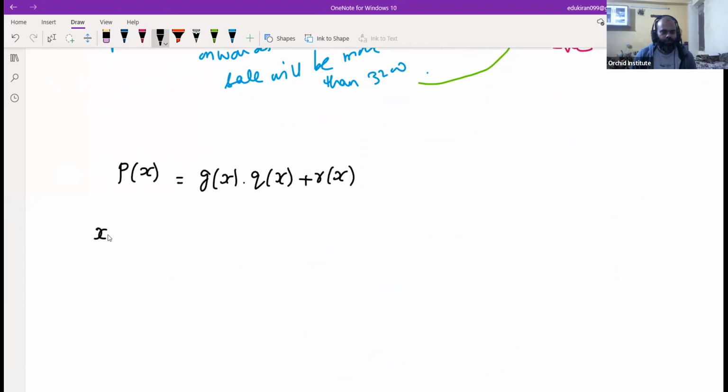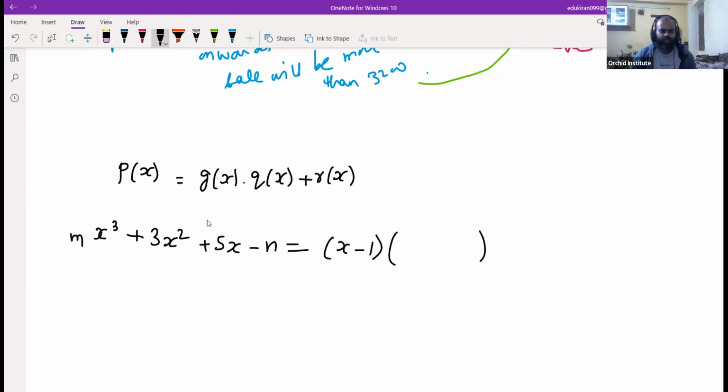Mx cube. Yeah, the polynomial mx cube plus 3x square plus 5x minus n has a factor x minus 1. So g(x) is the divisor, which is x minus 1.